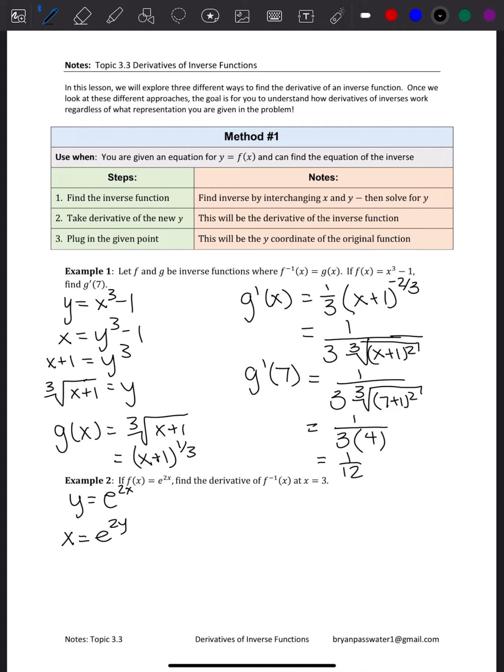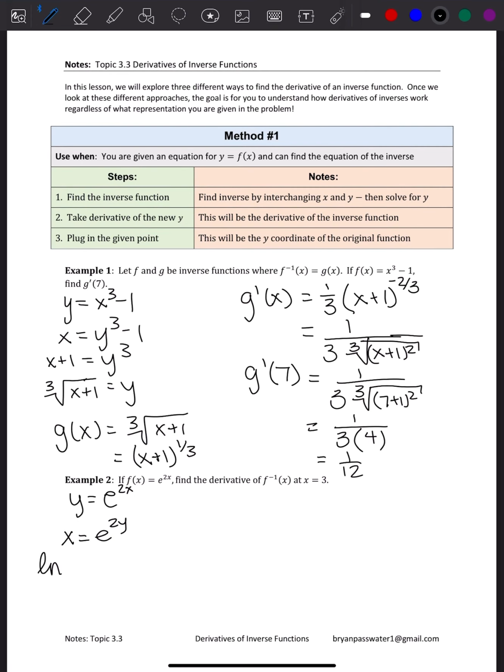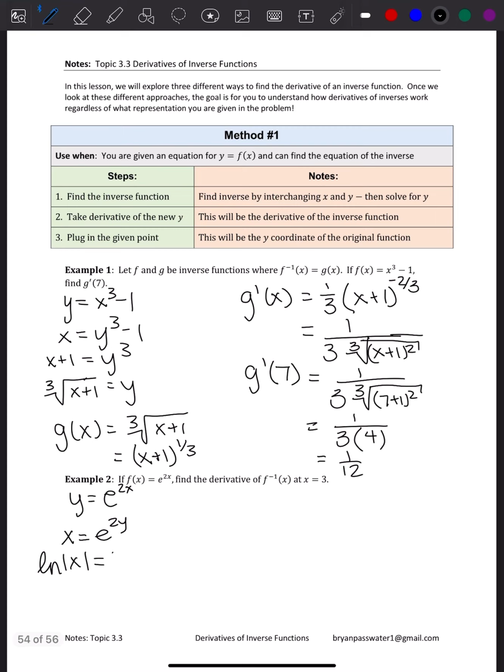One of the things that we have to keep in mind, though, is that our x values are very limited once we incorporate natural log. So we're going to actually take the natural log of the absolute value of x to kind of help us out here. So the natural log of the absolute value of x is equal to the natural log of e to the 2y. We don't need an absolute value for this one, only because e to a power, as long as we don't have a negative in front, is always going to be positive.